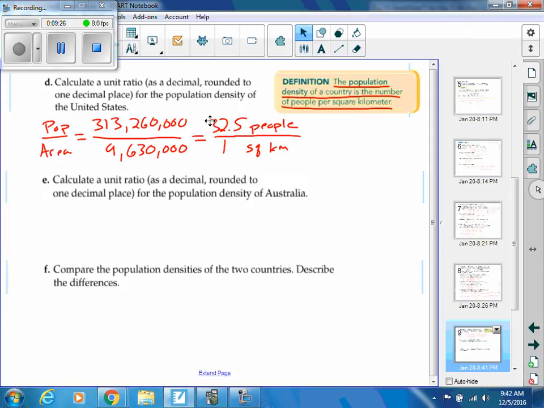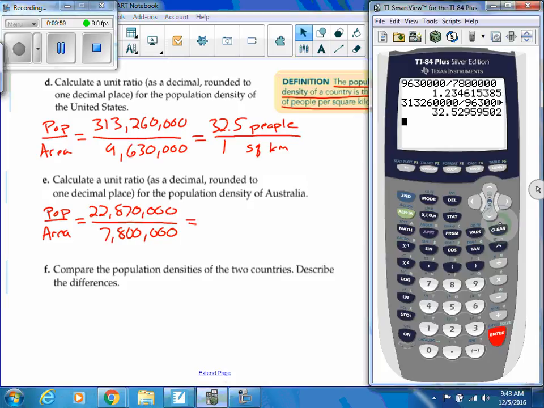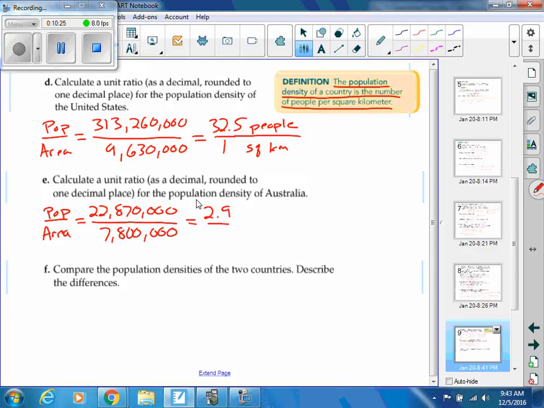Okay, C, calculate the same thing for Australia. So again, we are taking the population over the area. Population of Australia was 22,870,000, and the area of Australia is 7,800,000 square kilometers. So go to our calculator and take the 22,870,000 and divide that by the 7,800,000 square kilometers that Australia has, and we get 2.93. So again, we'll round that to 2.9 over 1. Again, that's people over square kilometers.